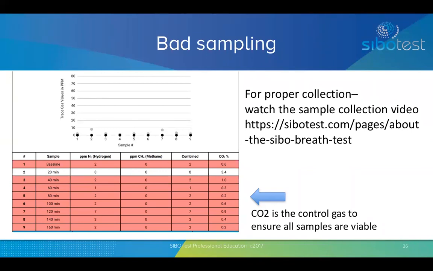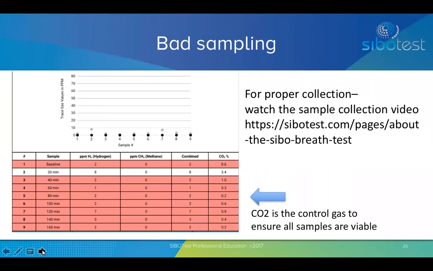So what we're seeing here are all these samples are below 1.5, and so we know that those samples were inaccurate. And you can certainly see here that this is reflected in both hydrogen and methane readings. That's why it's really important to ask your lab to also report carbon dioxide on your reports.